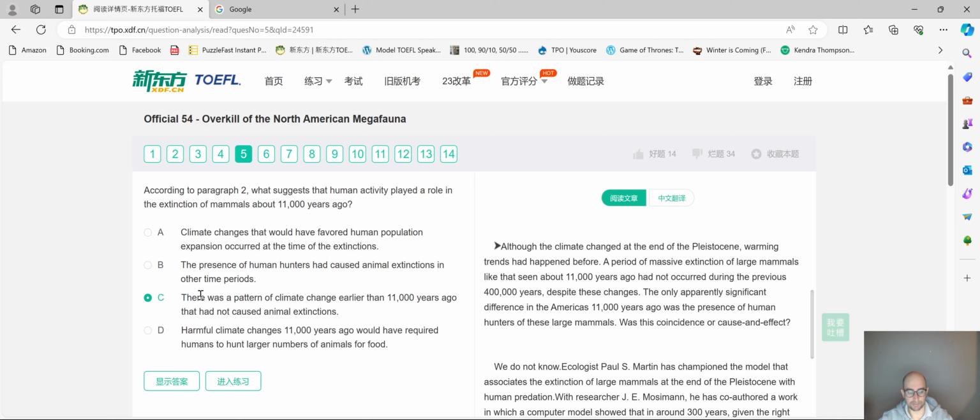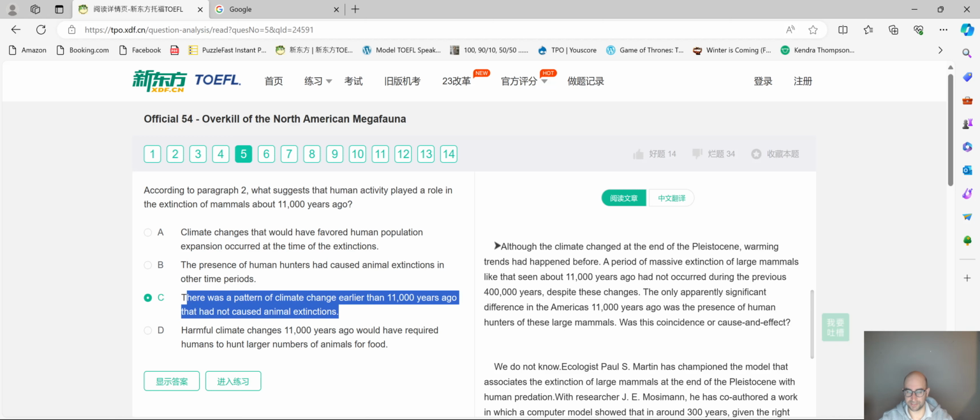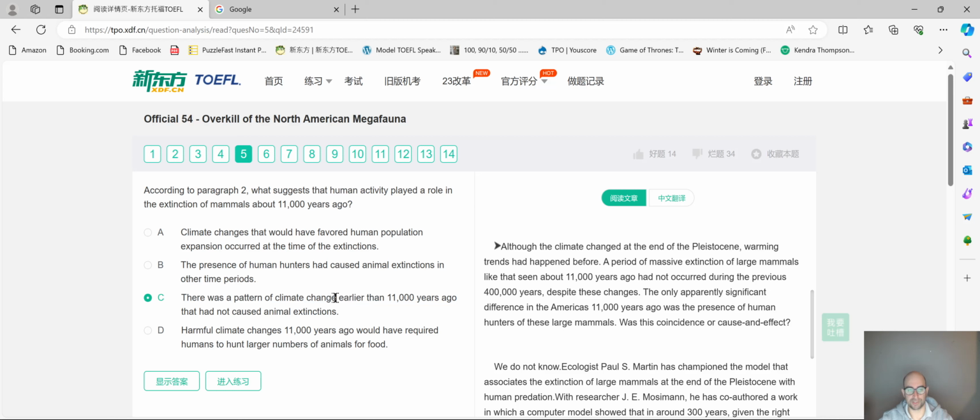Choice C, there was a pattern of climate change earlier than 11,000 years ago that had not caused animal extinctions. So what do you think about this one? This is the answer, because here they're just expressing it in a different way. They just paraphrased it. There was a pattern of climate change earlier, prior to 11,000 years ago, that didn't cause animal extinctions.